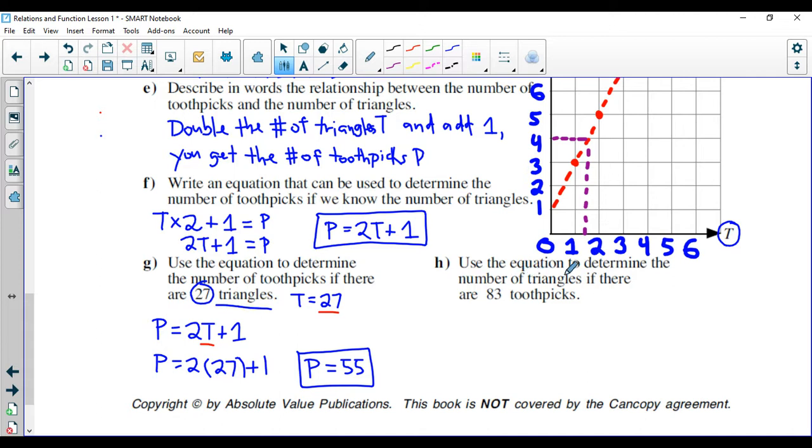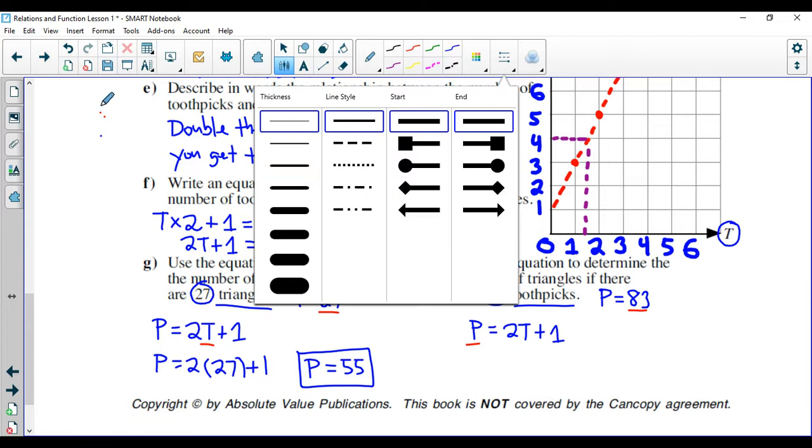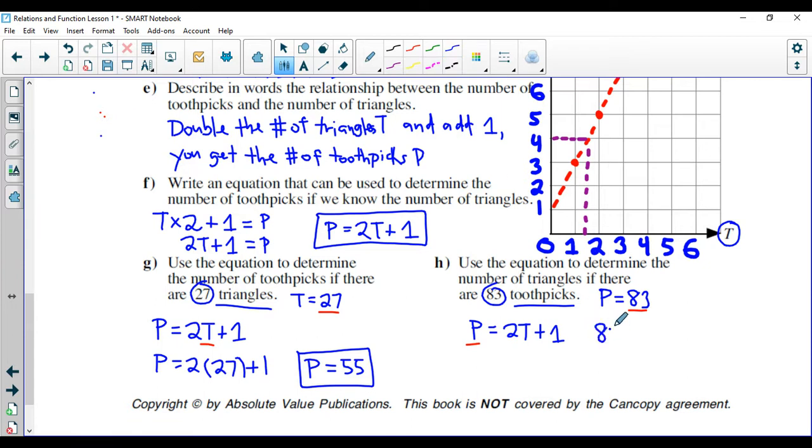Now 8 says, figure out the number of triangles if we have 83 toothpicks. So this time around it's telling me something different. It's telling me what the value of P is. So P is equal to 83. If we go to our equation, we'd have P is equal to 2T plus 1. Now, this time around, we're going to replace P with 83, not T, because we're replacing P with the number of toothpicks. So what this would look like is 83 is equal to 2T plus 1.